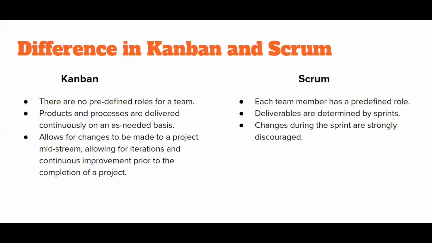What is the difference between Kanban and Scrum? See, in Kanban, there is no predefined role for the team. Okay. In Scrum, each team member has a predefined role, what they are going to do, and everyone has their own task list. Now, in Kanban, products and processes are delivered continuously on a need basis. Okay. Here in Scrum, deliverables are determined by sprint. In Kanban, it allows for changes to be made to a project midstream. At any time, you can make changes to your project. But in Scrum, changes during the sprint are not allowed. Okay, those are strongly discouraged. So these are some questions which can be directly asked from Agile.